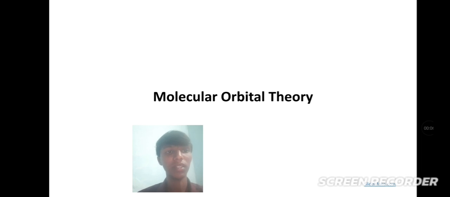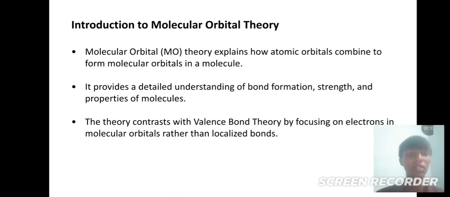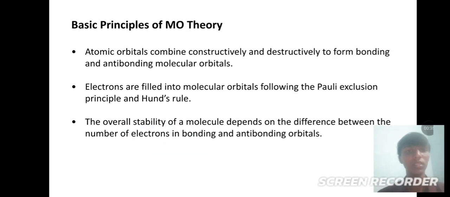Today I am here to tell about molecular orbital theory. Introduction to molecular orbital theory. Molecular orbital theory explains how atomic orbitals combine to form molecular orbitals in a molecule. It provides a detailed understanding of bond formation, strength, and properties of molecules. The theory contrasts with valence bond theory by focusing on electrons in molecular orbitals rather than localized bonds.